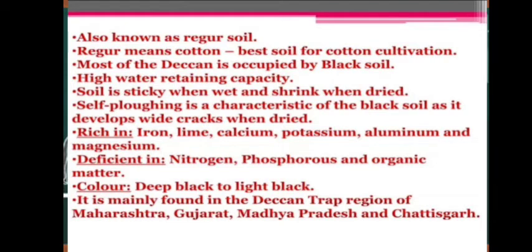The color of the soil is deep black to light black, and it is mainly found in the Deccan Trap region of Maharashtra, Gujarat, Madhya Pradesh and Chhattisgarh. Basically the plateau region. I told you that it is also formed by the molten lava which got deposited.